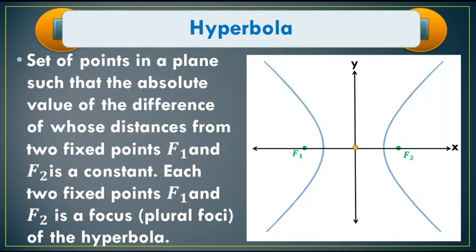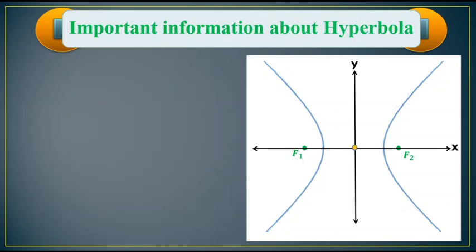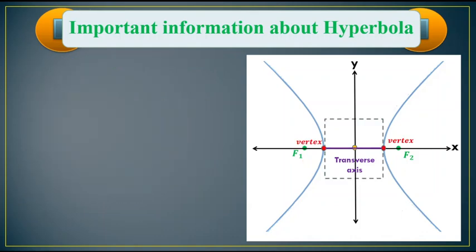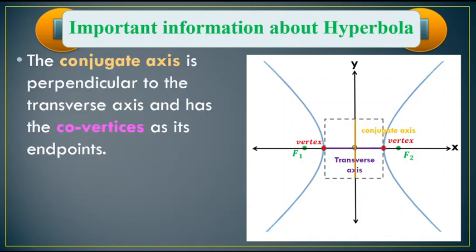Now, let's proceed to the important information about hyperbola. The transverse axis is the line segment that passes through the center and has vertices at its endpoints. The foci lie on the line that contains the transverse axis. Now, the conjugate axis is perpendicular to the transverse axis and has the co-vertices as its endpoints.